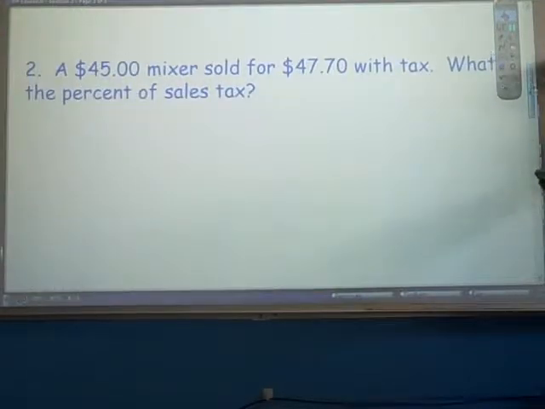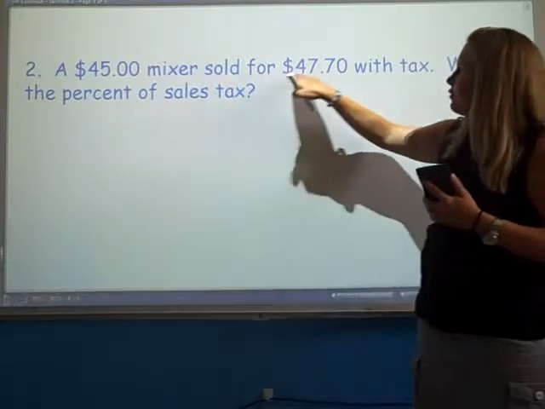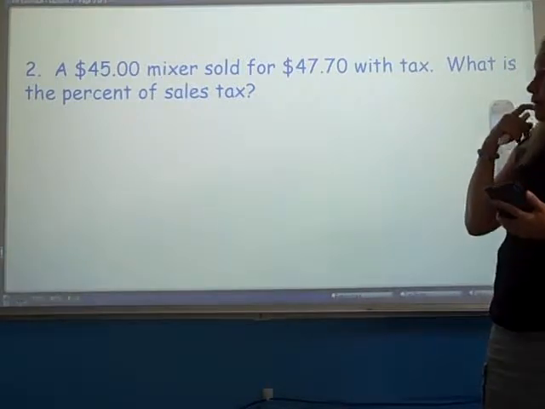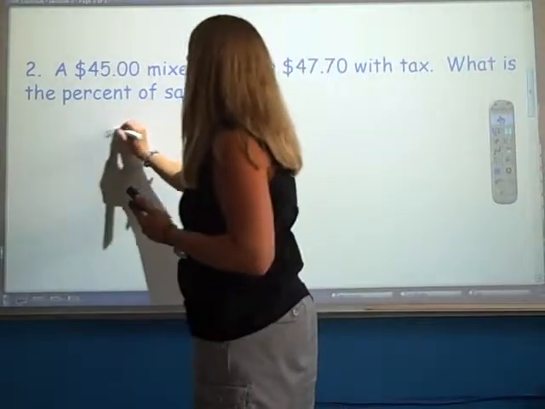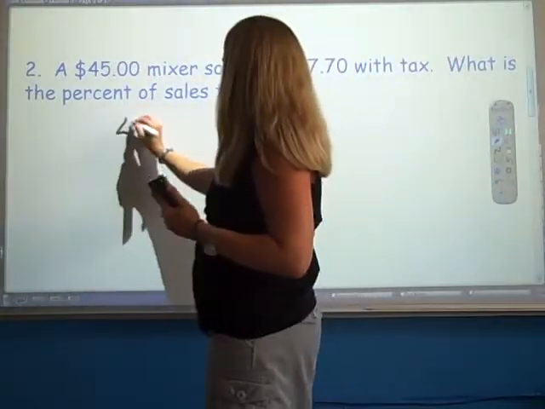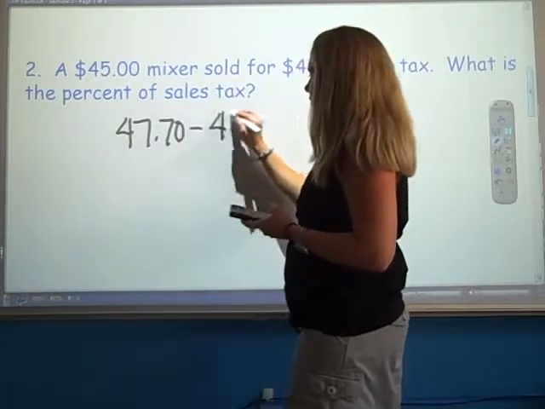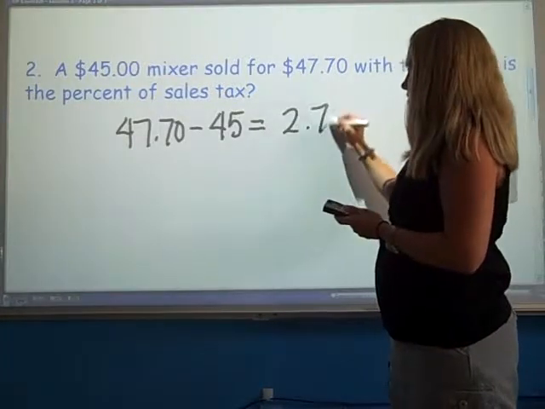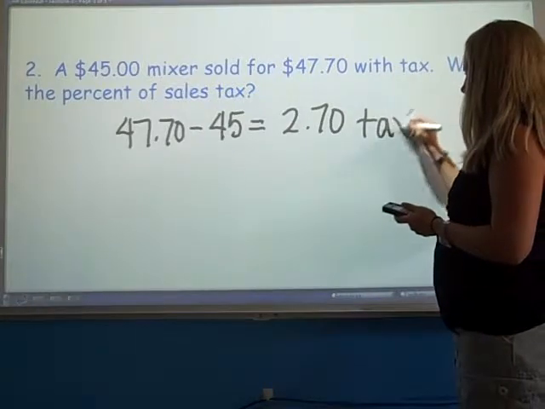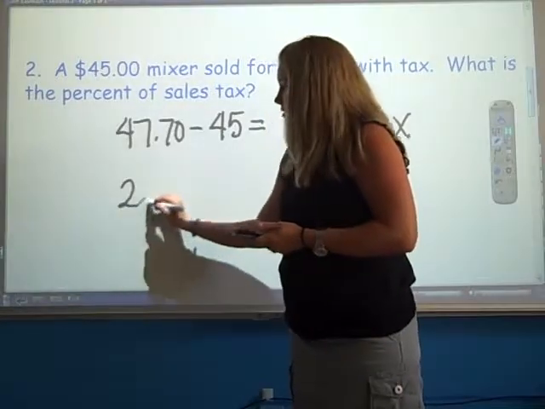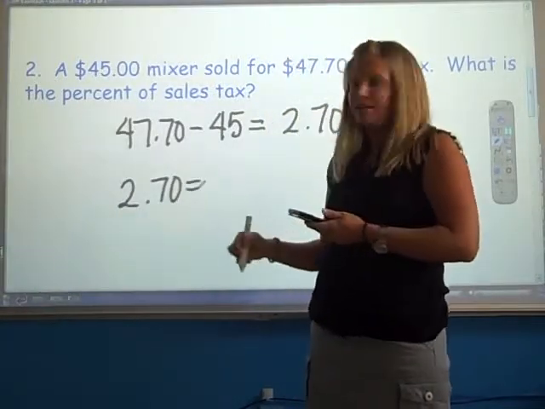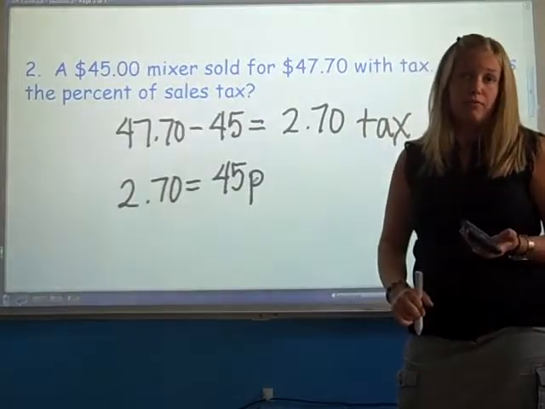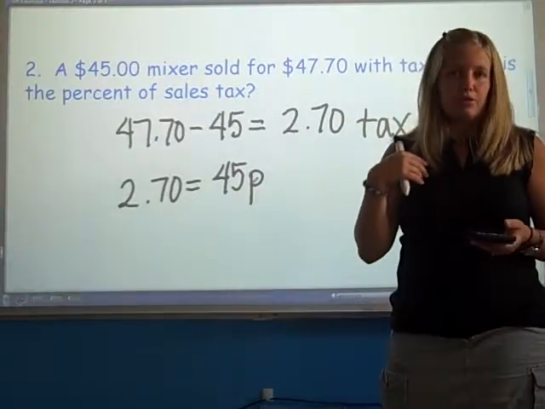The next problem, a $45 mixer sold for $47.70 with tax. What is the percent of sales tax? So we want to know the percent. Well, first let's figure out how much tax we paid. Let's subtract it out. The total is $47.70 minus 45. $47.70 minus 45 is $2.70. So this is how much the tax is. Okay, so we know the tax, $2.70, equals the percent times 45. So 45 times some percent, P, that we don't know. There's our equation. That's what relates it back to what we were doing in part 1.